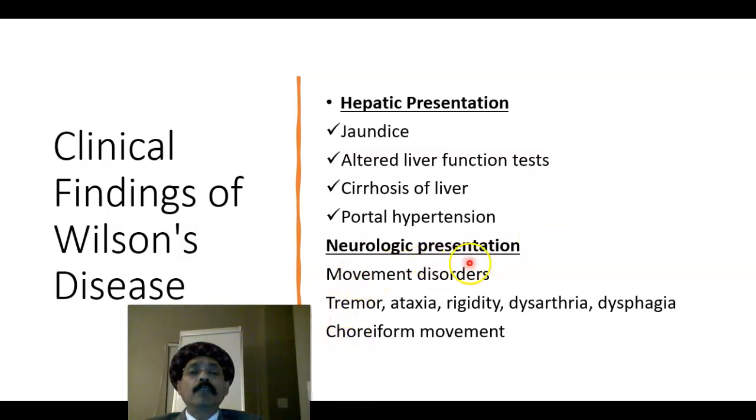Neurological presentation: there will be movement disorder. Why? Because the basal ganglia is affected. So there will be tremor, ataxia, rigidity, dysarthria, difficulty in speaking, dysphagia, difficulty in swallowing, and choreiform movement, that is dancing movement, that may happen due to Wilson disease.